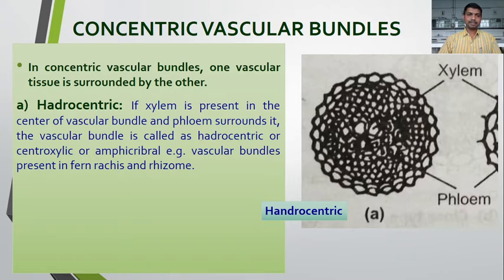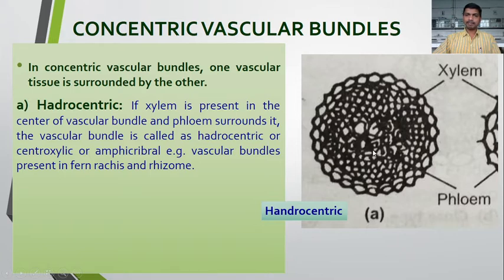For example, the first type of concentric vascular bundle is amphicribal. If xylem is present in the center of the vascular bundle and phloem surrounds it, the vascular bundle is called amphicribal or centroxylic. In this diagram we can see clearly, this is the phloem, and at the center there is xylem. So xylem is present in the center and phloem surrounds it. The vascular bundle is called amphicribal.